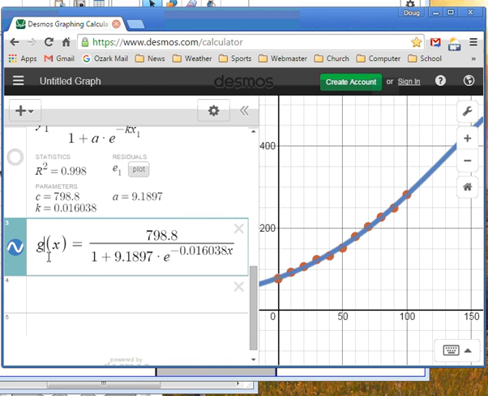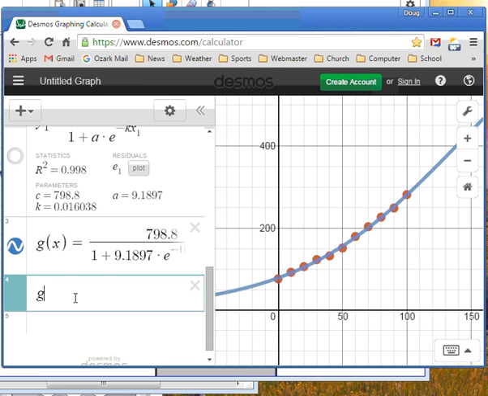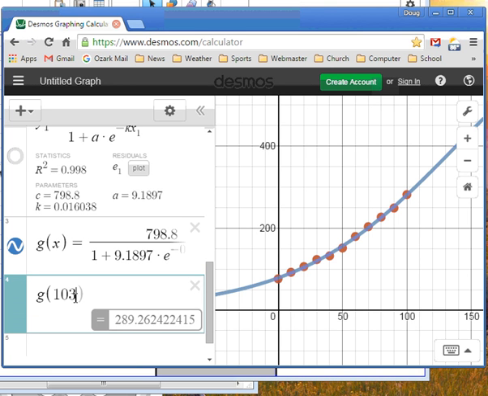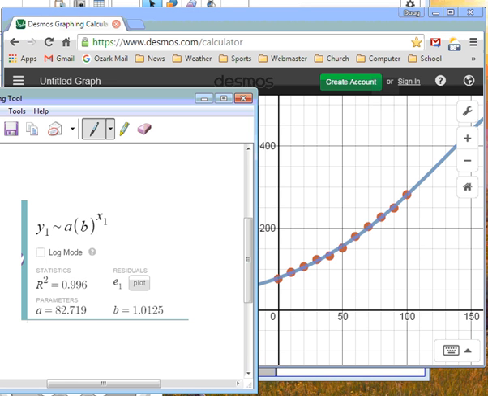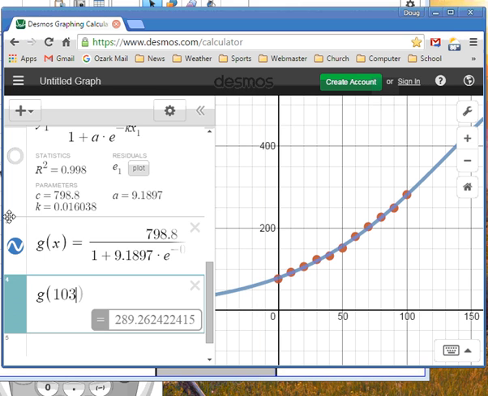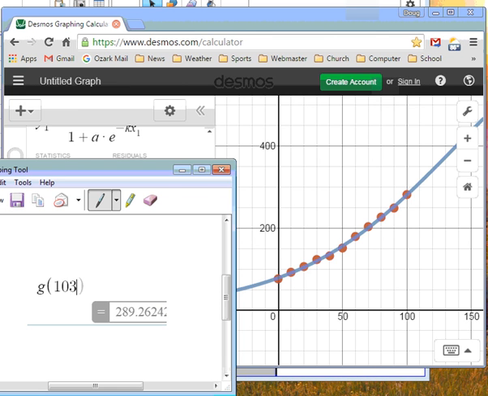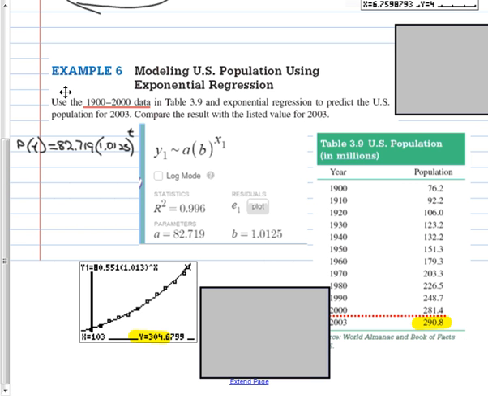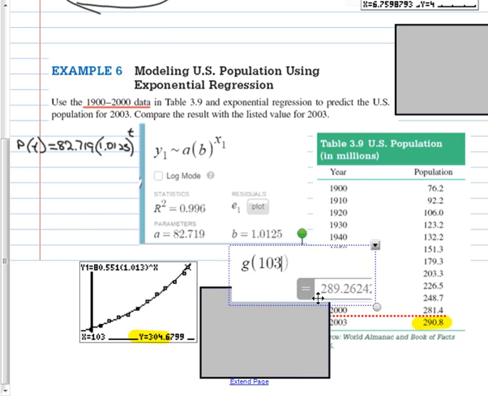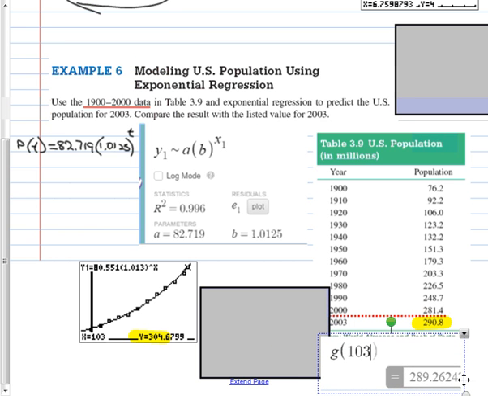I want g of x. Now I'm just going to substitute it by telling me g of 103. Now what is the answer? Really close. My answer now is telling me that when I substitute 103 in, I am getting 289.2. And what is it? 290.8. Much better model. So their question was, compare the results.